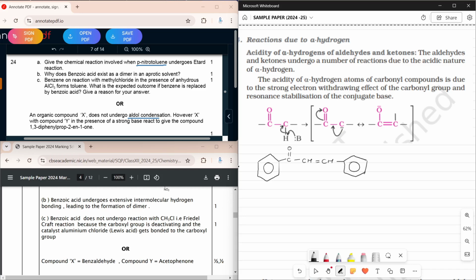Okay, now here, so essentially you have X with compound Y reacting in the presence of a strong base to give a compound. So this is essentially the cross aldol condensation. Now if X is not undergoing aldol condensation, it means it does not have an alpha hydrogen. That is one very important thing we are learning from this. So X does not have the alpha hydrogen, whereas Y has the alpha hydrogen. Because of that, it's able to undergo cross aldol condensation.